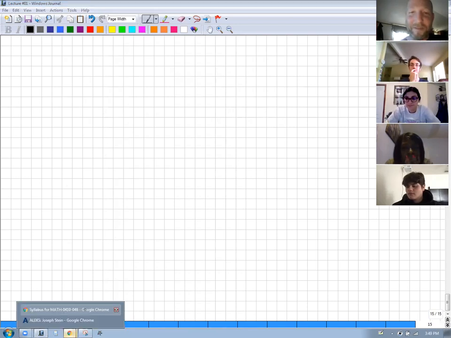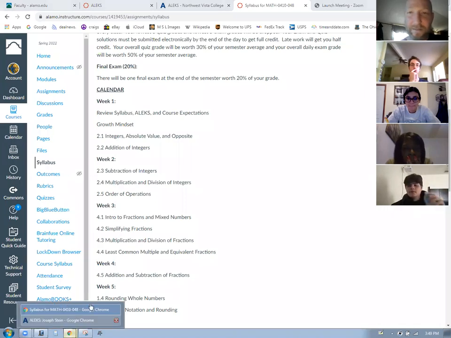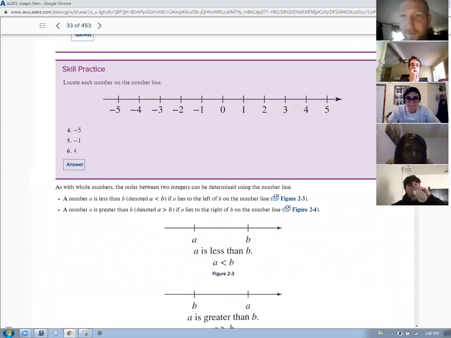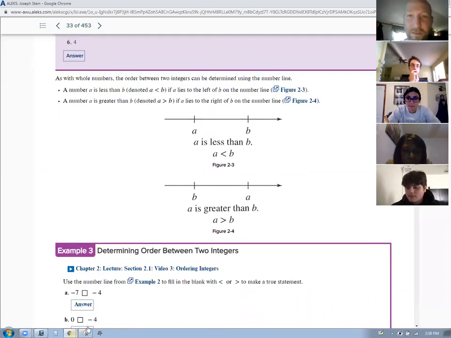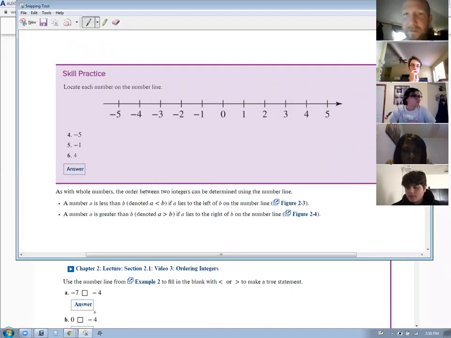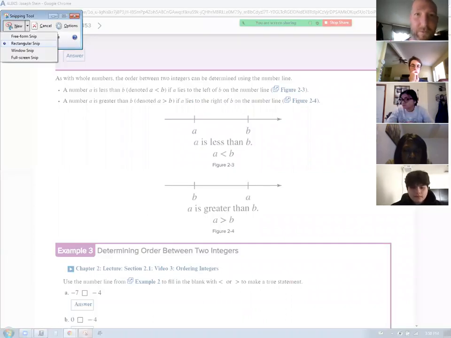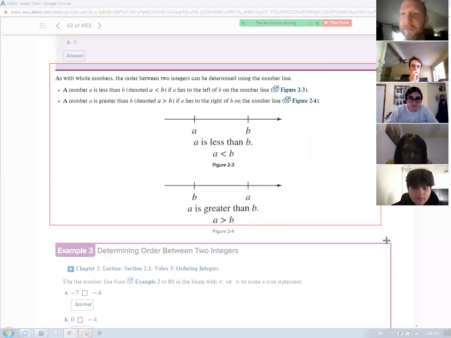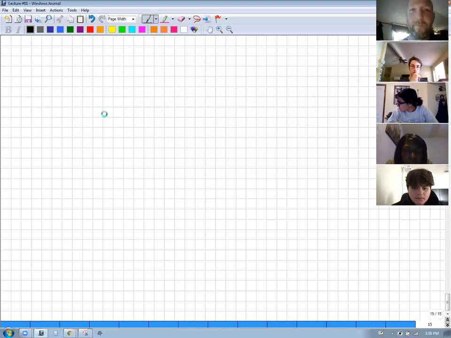Okay. Where's Alex? Okay, now I need to scroll up. Snipping tool, close. Snipping tool, rectangle. Paste.